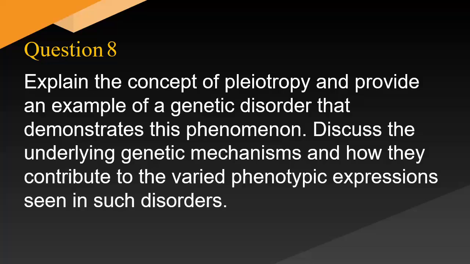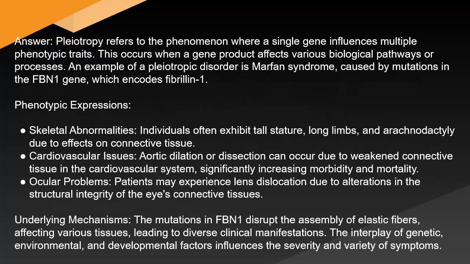Explain the concept of pleiotropy and provide an example of a genetic disorder that demonstrates this phenomenon. Discuss the underlying genetic mechanisms and how they contribute to the varied phenotypic expressions seen in such disorders. Answer: pleiotropy refers to the phenomenon where a single gene influences multiple phenotypic traits. This occurs when a gene product affects various biological pathways or processes.